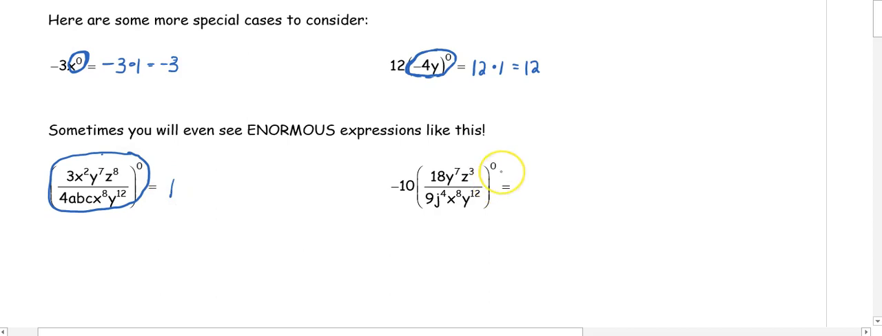In the second example, there's a negative 10 out there, so the 0 exponent is still applying to everything that's in the parentheses, which makes that equal to 1. So we have negative 10 times 1, which is negative 10.